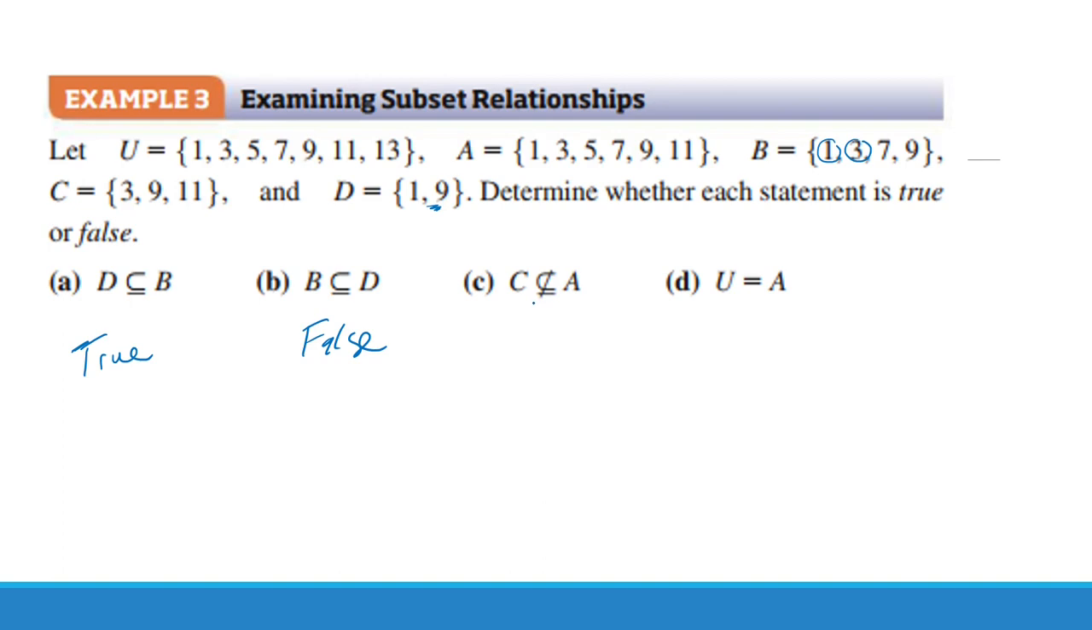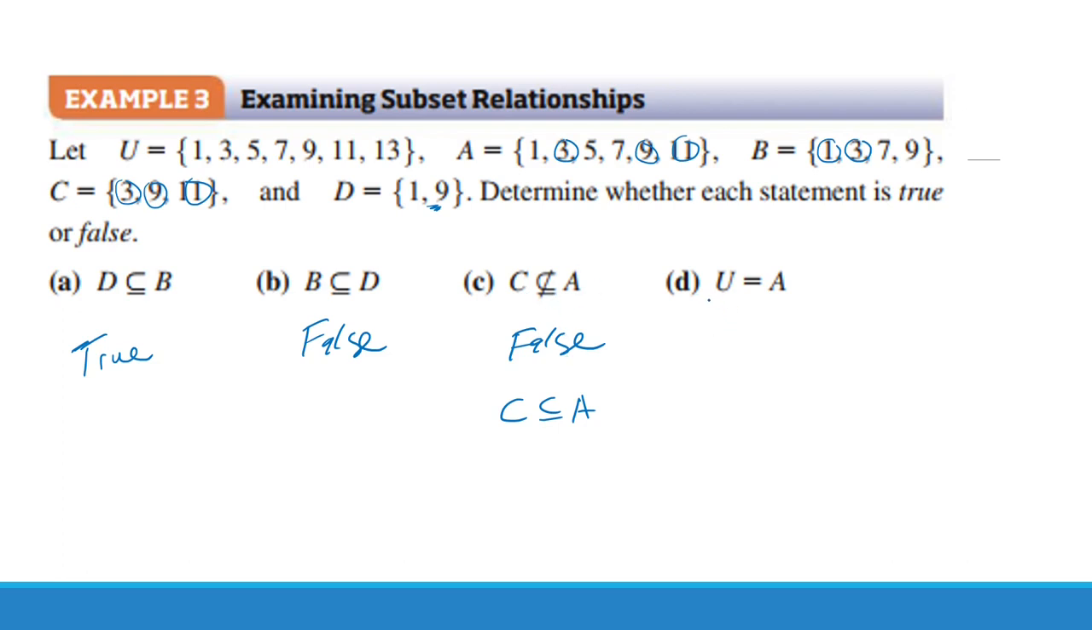Part C, C is not a subset of A. We have the numbers in C as 3, 9, and 11. 3, 9, and 11 also appear in A. So this statement is false. It is that C is a subset of A. So this statement is false.